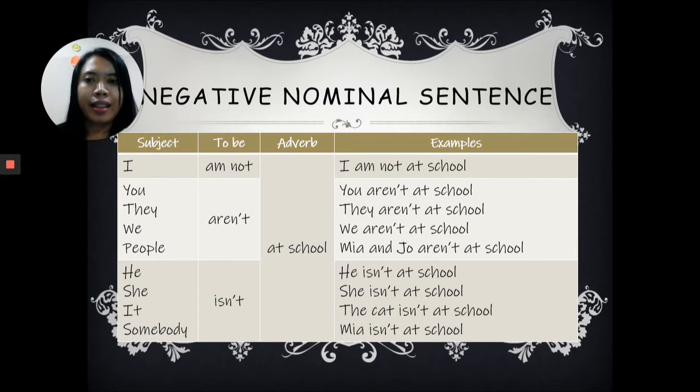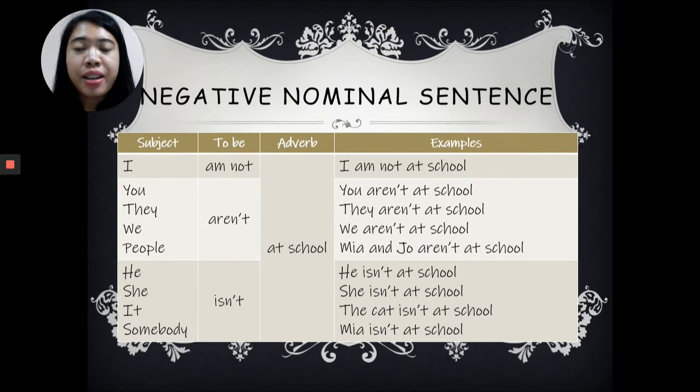Negative nominal sentence. So here we need not to make this negative nominal sentence. Look here. For subject I, we need am not. For subjects you, they, we, and people, we need aren't. For subjects he, she, it, and somebody, we need isn't. And here, for negative nominal sentence, I choose adverb. Look at the examples. I am not at school. You aren't at school. They aren't at school. We aren't at school. Mia and Joe aren't at school.